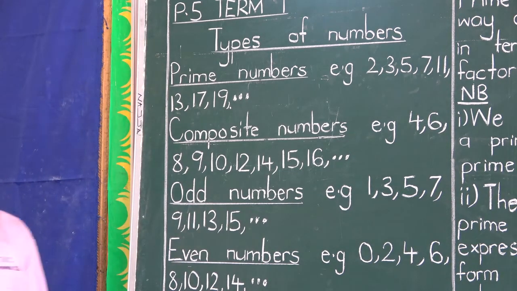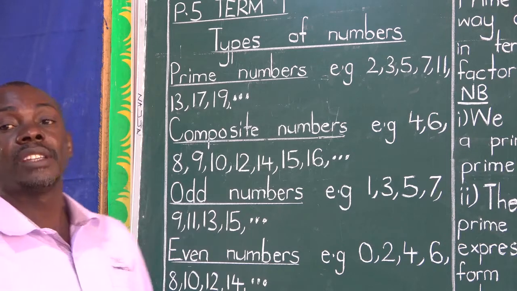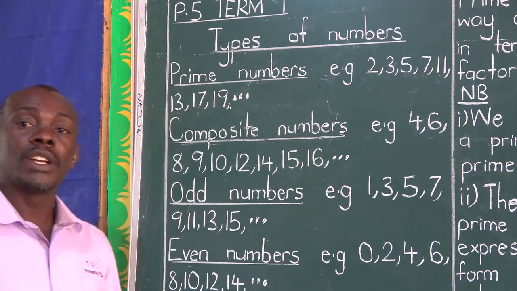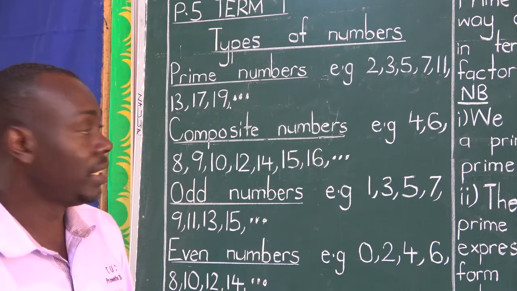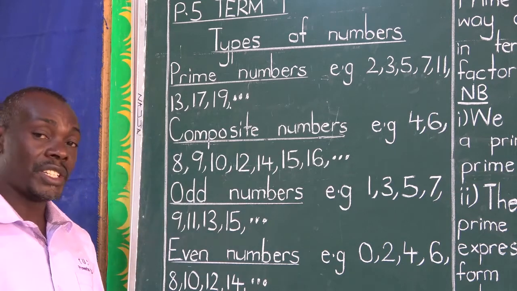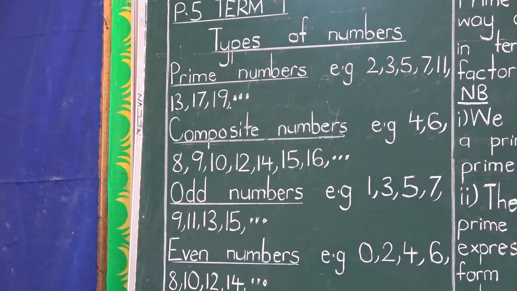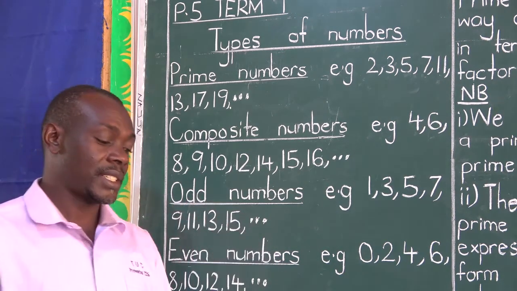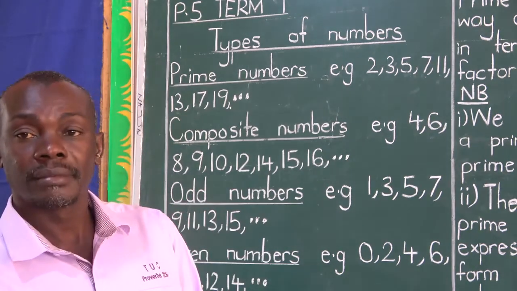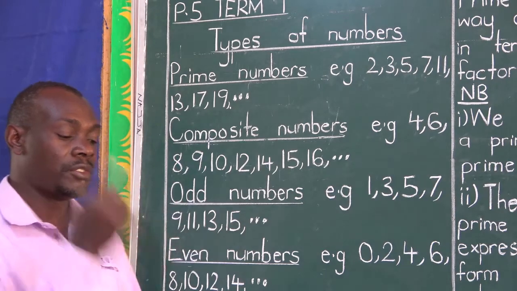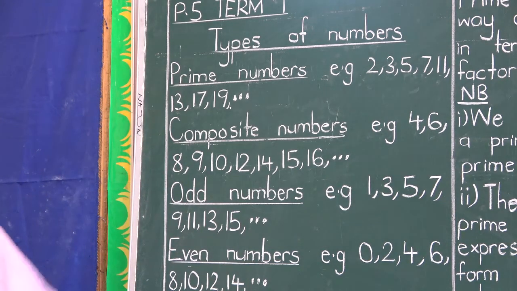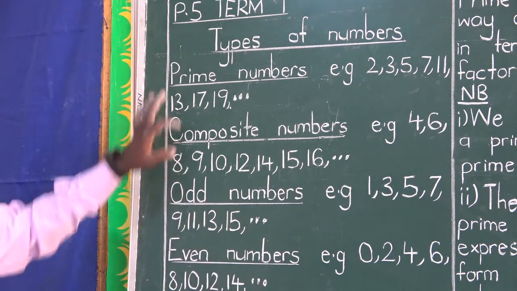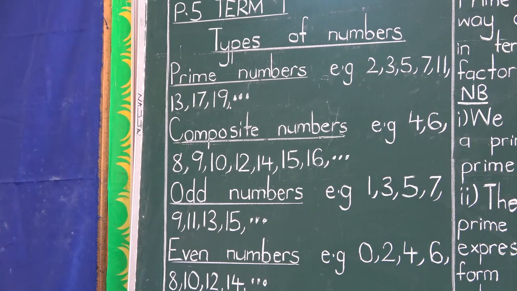1 times 15, you get 15. 3 times 5, you get 15. Likewise, 5 times 3, you get 15. Then finally, 15 times 1, you get 15. So it has got 4 factors. That is 1, 3, 5, and 15. Then 16 also is under the composite numbers, because it's having more than 2 factors.